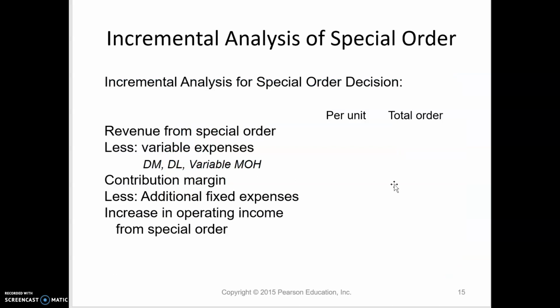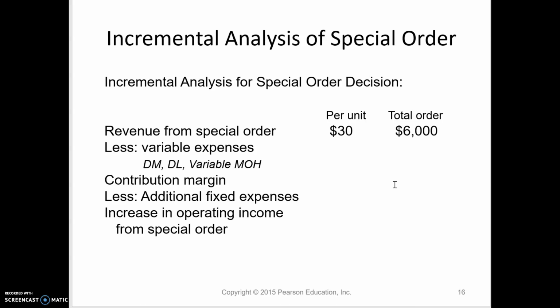We take our revenue from the special order, subtract our variable expenses, get our contribution margin. Now, the only fixed expenses that we will consider would be any additional fixed expenses that are being incurred due to the special order. So, for instance, if the special order, they want a special logo and we have to buy a special design plate to make the logo, right? That would be an additional fixed expense of the special order.